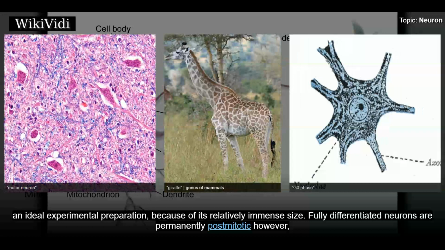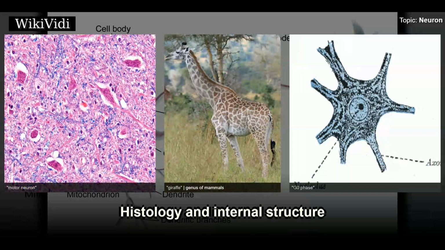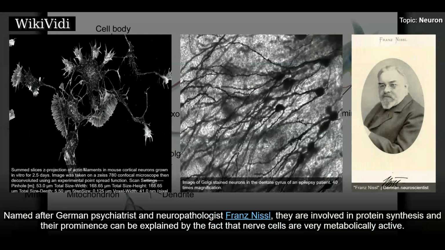Fully differentiated neurons are permanently post-mitotic, however. Stem cells present in the adult brain may regenerate functional neurons throughout the life of an organism. Histology and internal structure. Numerous microscopic clumps called Nissl bodies are seen when nerve cell bodies are stained with a basophilic dye. These structures consist of rough endoplasmic reticulum and associated ribosomal RNA. Named after German psychiatrist and neuropathologist Franz Nissl, they are involved in protein synthesis, and their prominence can be explained by the fact that nerve cells are very metabolically active.